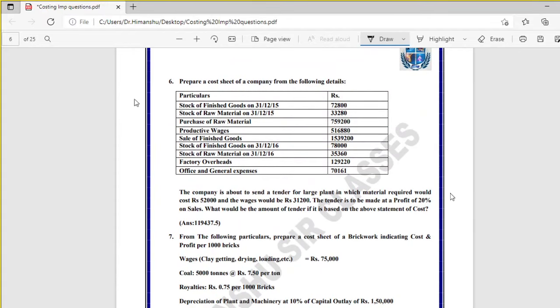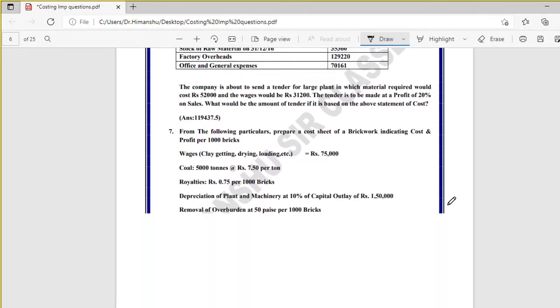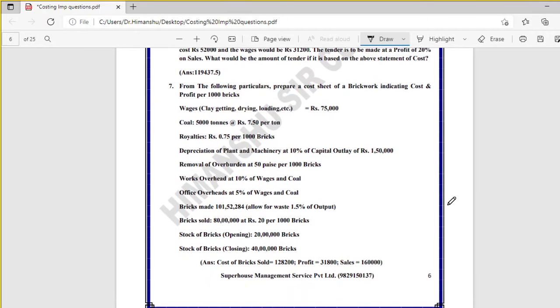Now this number 6 is again a tender based problem. You will have to prepare a dual cost sheet. This is a brickwork problem, again an important one. So these are the most important ones from unit or output costing.